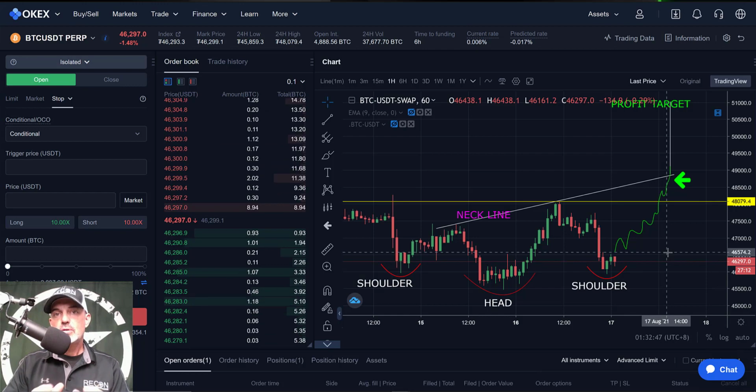I just wanted to do a quick video to show you how to trade Bitcoin when a head and shoulders pattern develops. And we have one developing right now. I'll keep it on my radar. I will do an update video in the future on if this trade plays out and if I was in profit or loss.